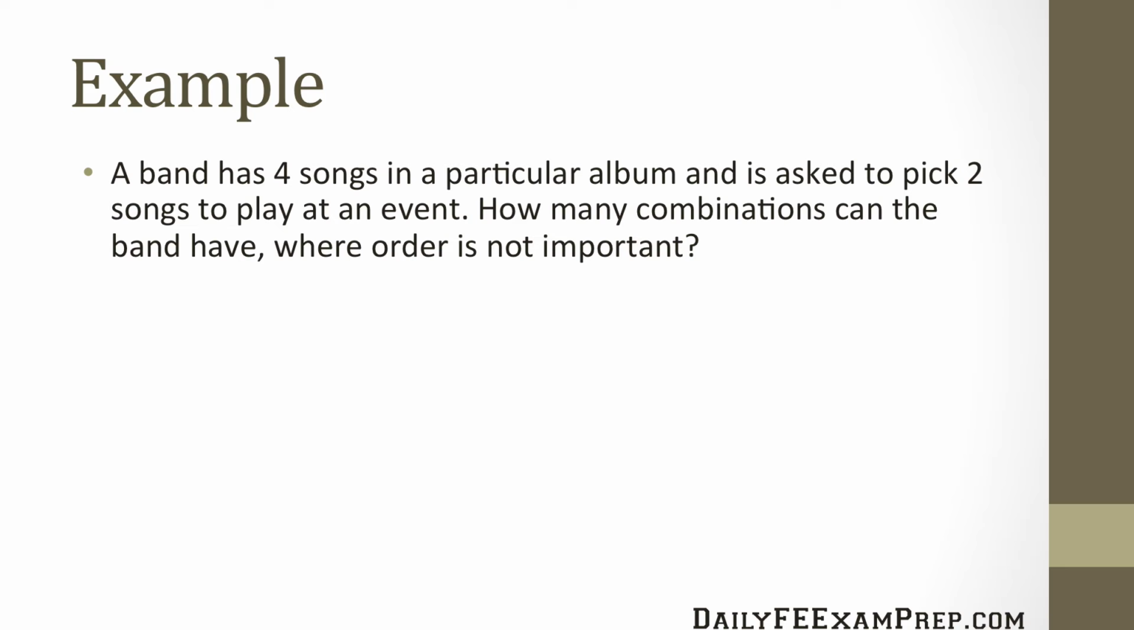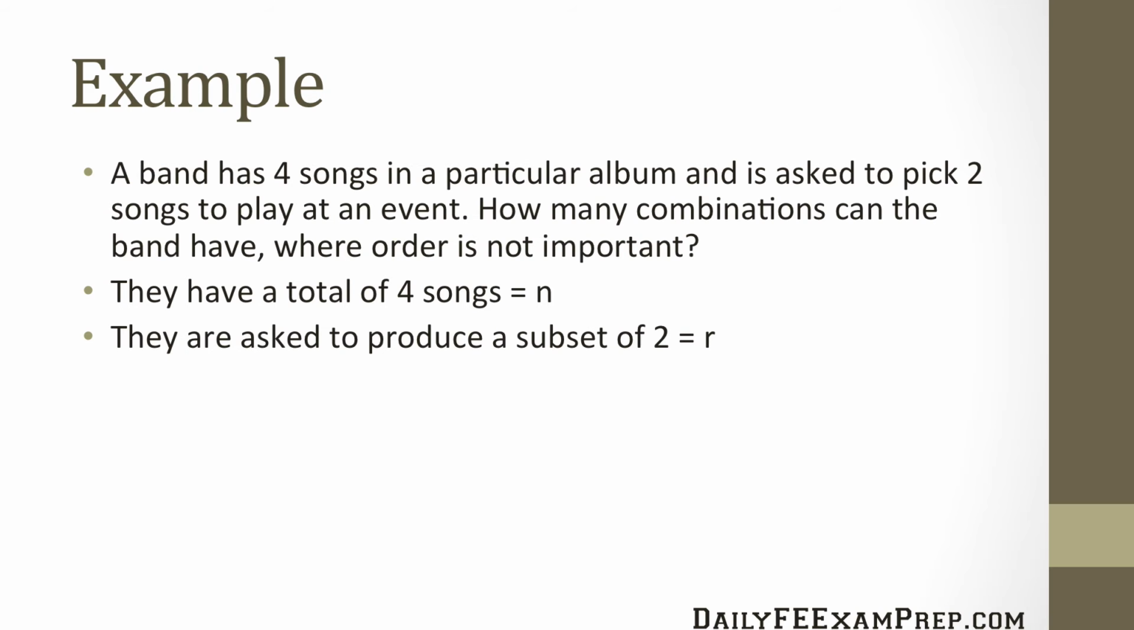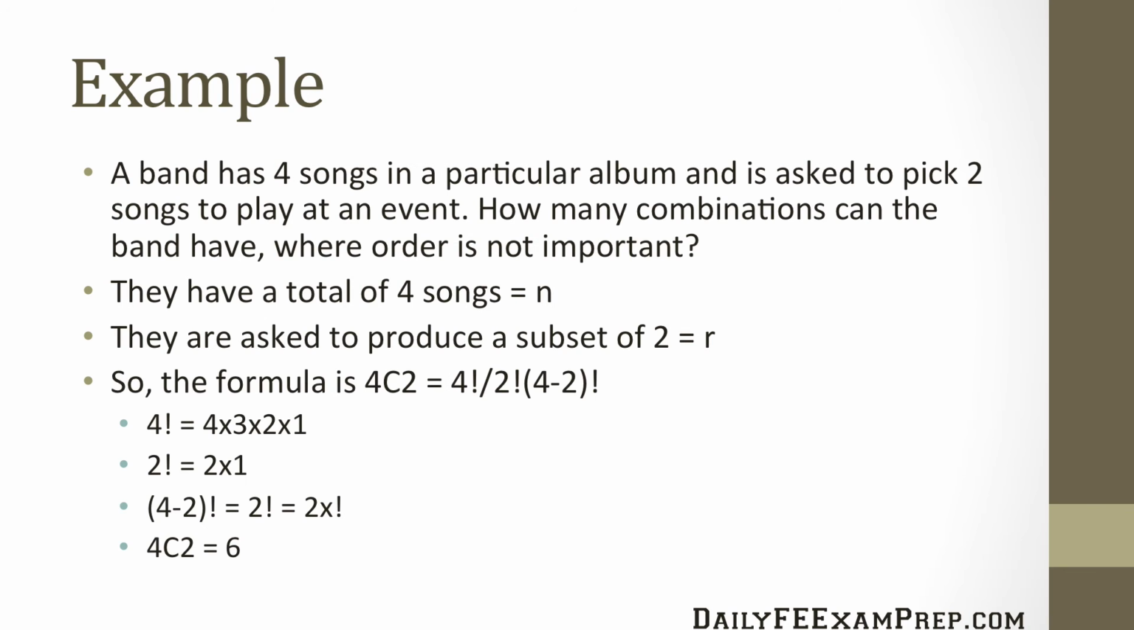The example we have today is: a band has 4 songs in a particular album and is asked to pick 2 songs to play at a given event. How many combinations can the band have where the order of the songs is not important? So we know that n, the total number of songs, the larger data set, is 4, and they are asked to produce a subset of 2 songs for this event. So r, our subset group value, is going to be 2. So what does that look like?